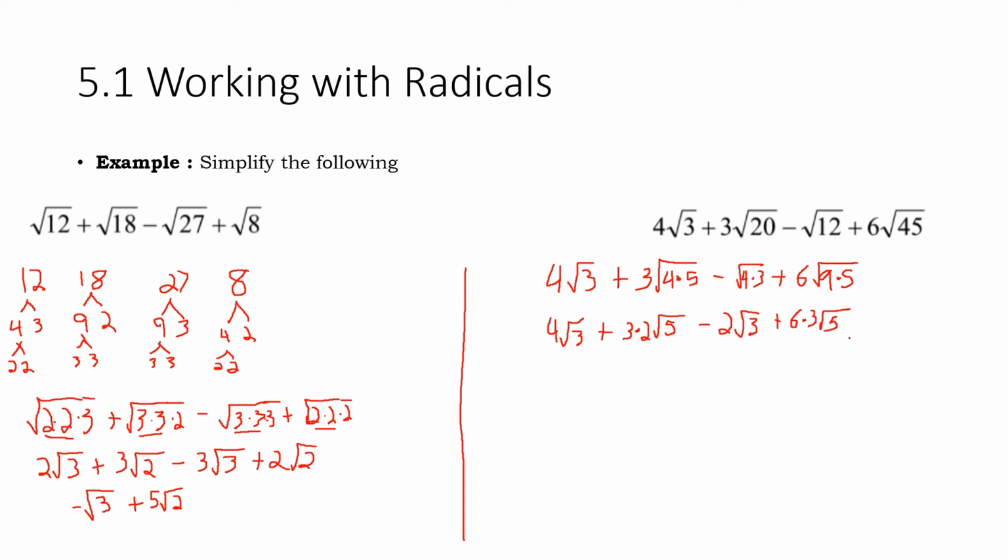root 5. Okay, let's combine some of these together. We've got a root 3 and a root 3. So 4 root 3's minus 2 root 3's, we're left with 2 root 3's. And then this is 6 root 5s and 18 root 5s. So 6 plus 18 is 24 root 5s. We cannot combine root 3s and root 5s, so that's as far as we can go.